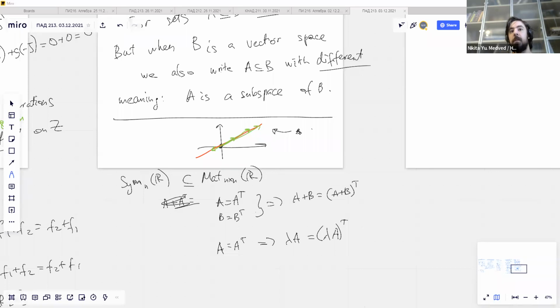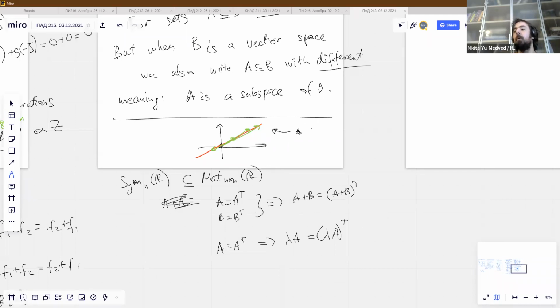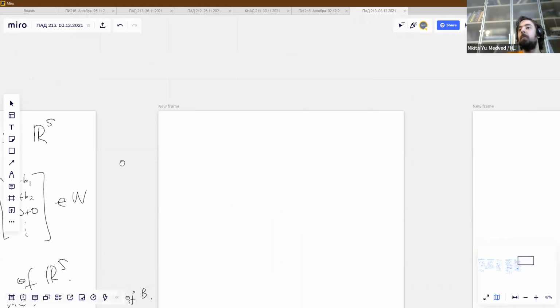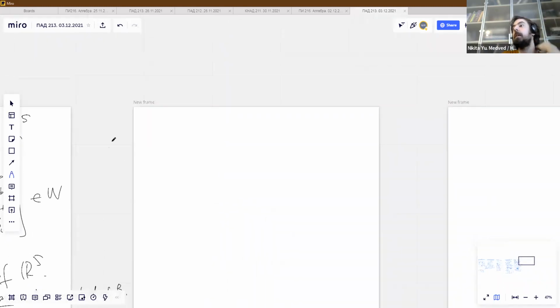Any questions for this example? Okay. Now, this ends the part about talking generally about spaces and subspaces. Now, let me finally state a huge goal of the next several seminars.